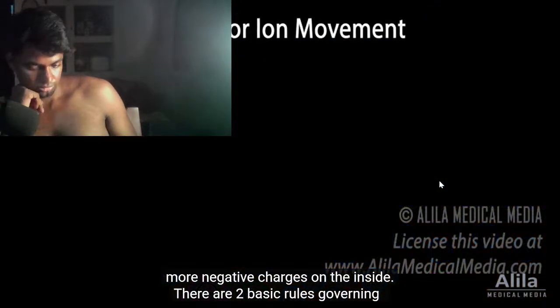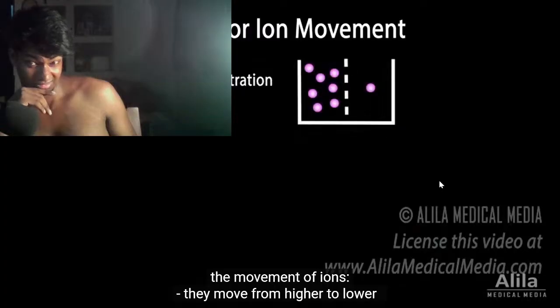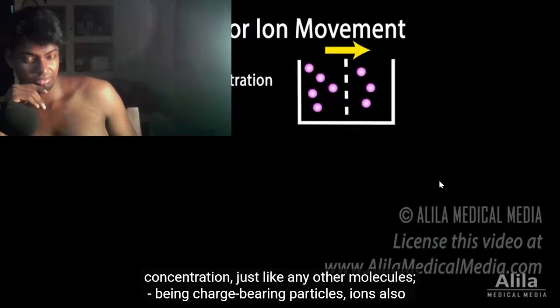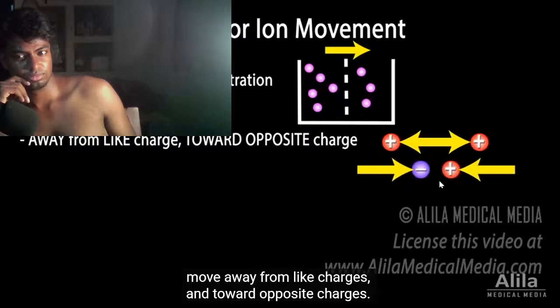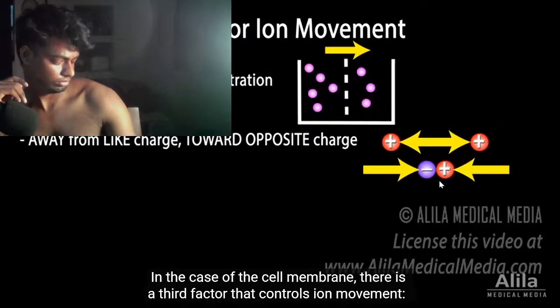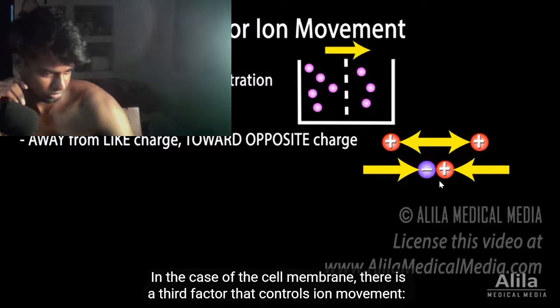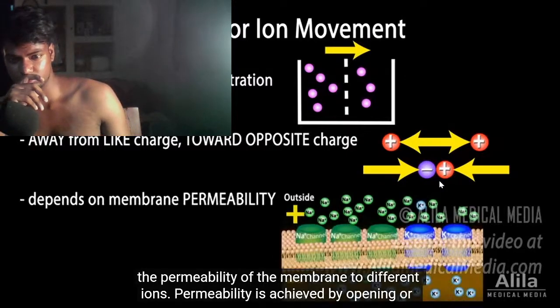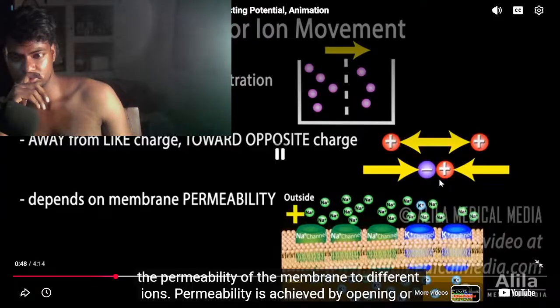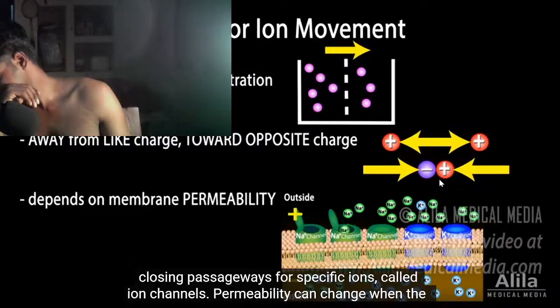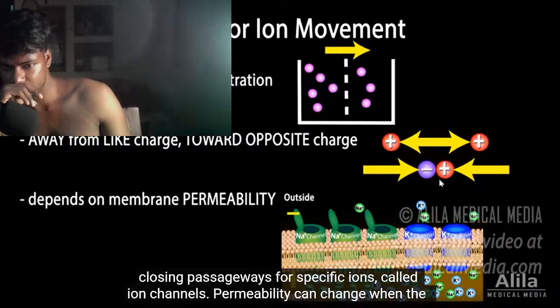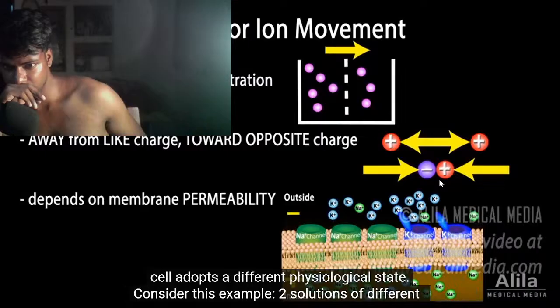There are two basic rules governing the movement of ions. They move from higher to lower concentration, just like any other molecules. Being charge-bearing particles, ions also move away from like charges and toward opposite charges. In the case of the cell membrane, there is a third factor that controls ion movement: the permeability of the membrane to different ions. Permeability is achieved by opening or closing passageways for specific ions, called ion channels. Permeability can change when the cell adopts a different physiological state.